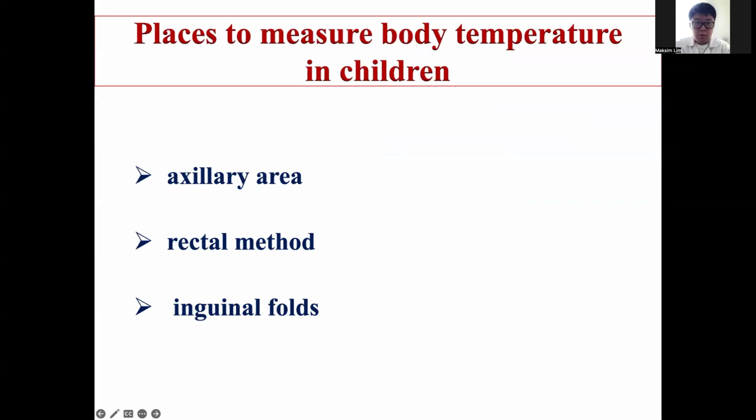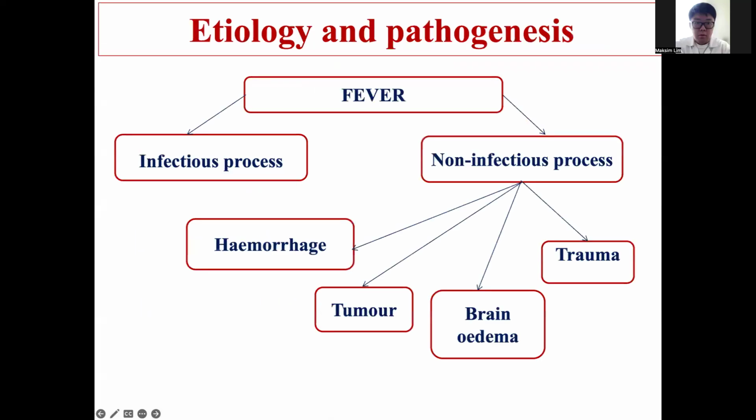There are often three places to measure body temperature in children: first the axillary area, then the rectal method, and the inguinal folds. The etiology and pathogenesis of fever: first an infectious process, and non-infectious processes like hemorrhage in the brain, tumor, brain edema, and sometimes trauma.